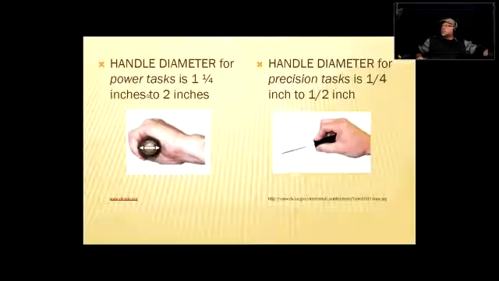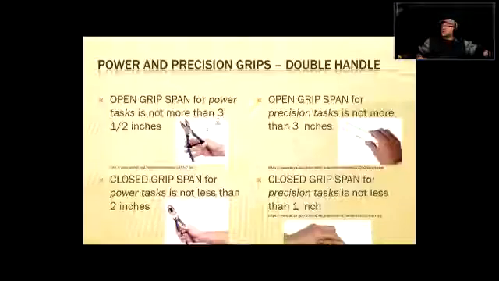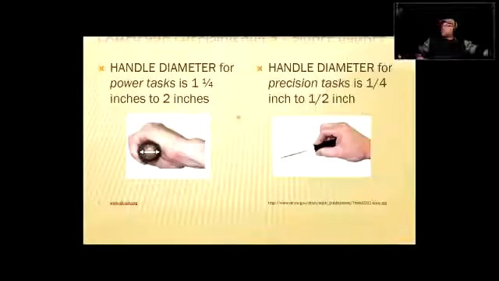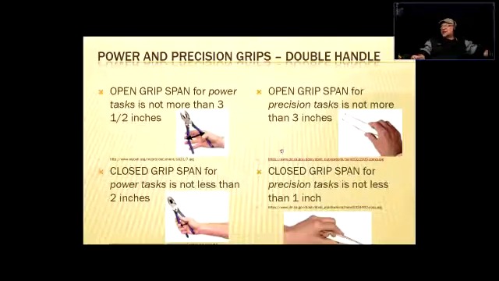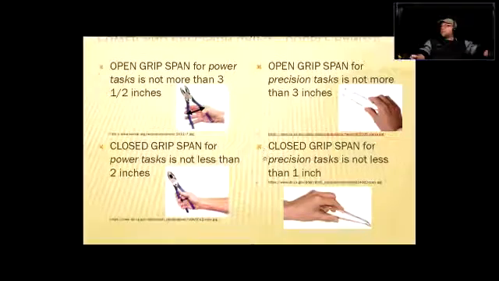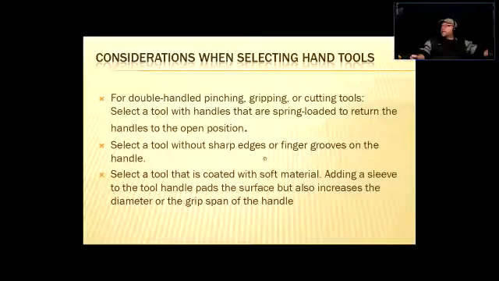Well, so there are power tasks and there are precision tasks. Here's a single handle criteria. Here is a double handle criteria. So if your boss asks you to select some tools for a larger group of people and you have to get a lot of those, at least you know how to look for things in some sort of constructive way. All right.